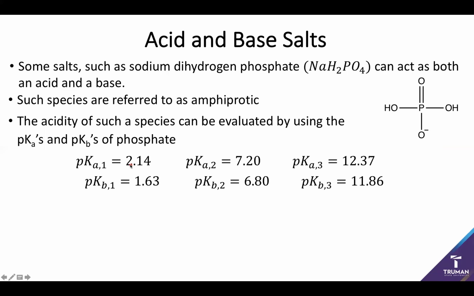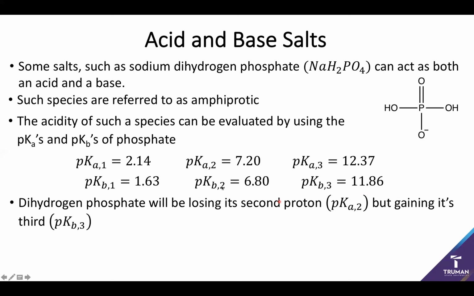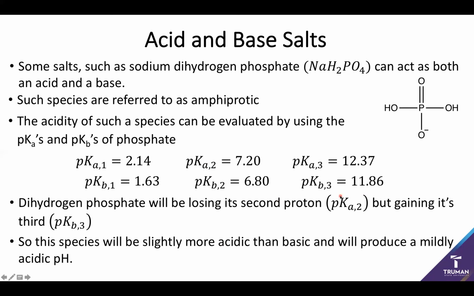Phosphoric acid has 3 pKa's and the corresponding pKb's. So if I'm looking at hydrogen phosphate, we'd be looking at losing our second proton or gaining our third proton. So what we're really going to be doing is comparing pKa2 to pKb3, gaining your third proton. And you're going to notice it's going to have a stronger pKa than pKb. So it turns out this is going to be slightly more acidic than basic.